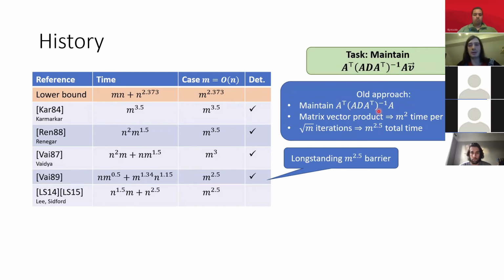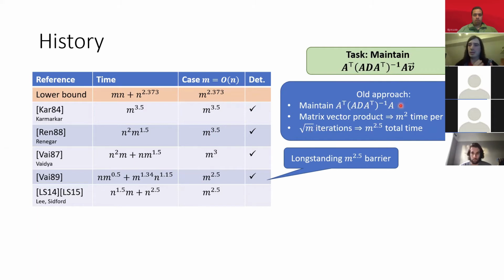But the thing is, no matter how efficient you can maintain this, in the end, in every iteration, you have to multiply a vector v with this matrix. And it's not known how to multiply a matrix with a vector faster than in m squared time if it's an m squared matrix. And if we have root m iterations, you need m to the 2.5 total time, no matter how fast you can actually maintain this matrix here.